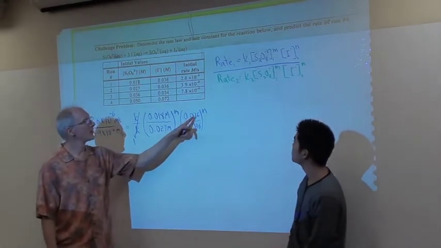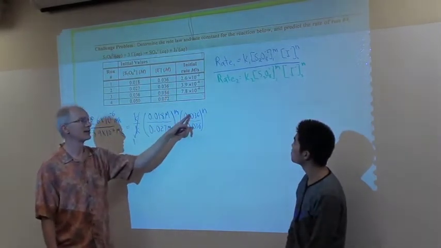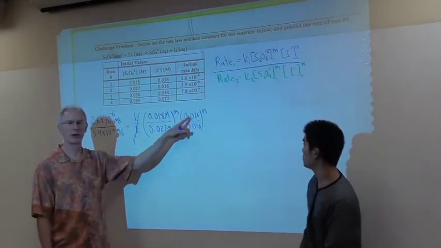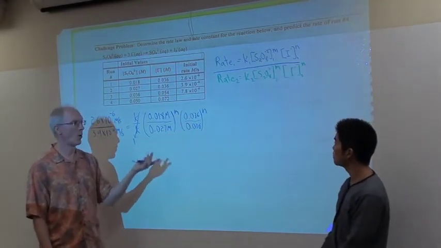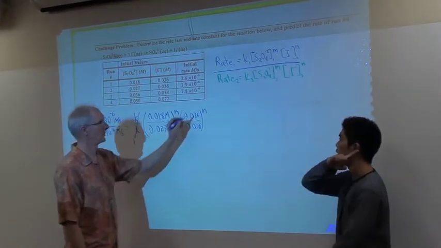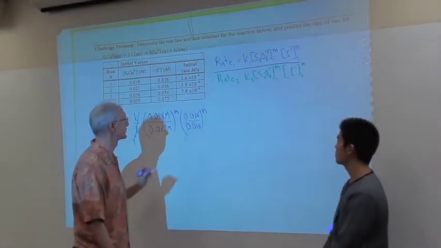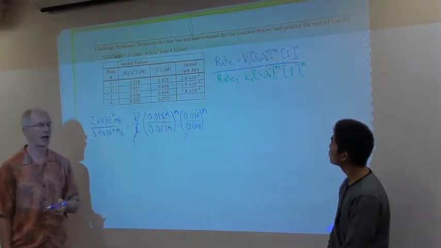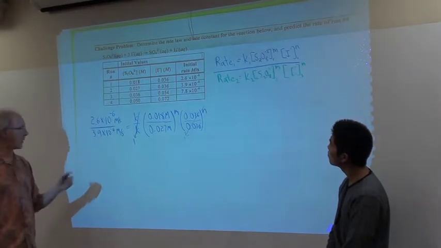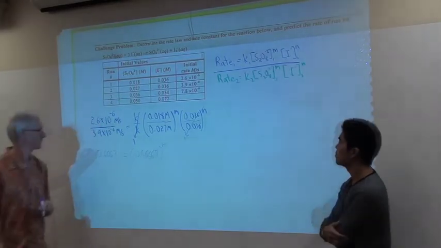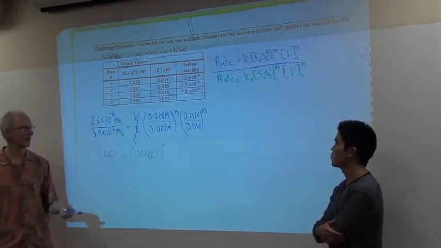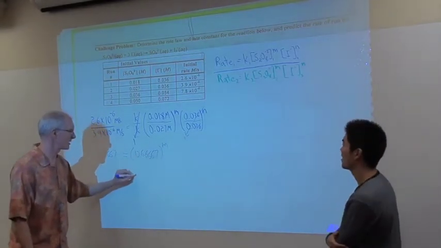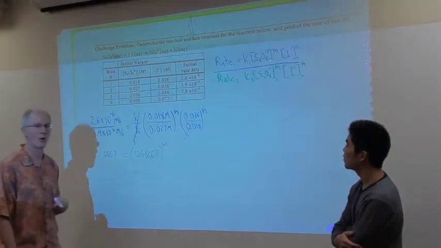And then the ratio of the concentrations of the I minus for experiment 1 and experiment 2 raised to the m. Now, of course, this ratio is going to be 1. What's 1 raised to any power? 1. So that also reduces to 1. And so I have this ratio equals this ratio raised to the m power. If you solve this, it's fairly obvious what m has to be. In this particular case, m equals 1.